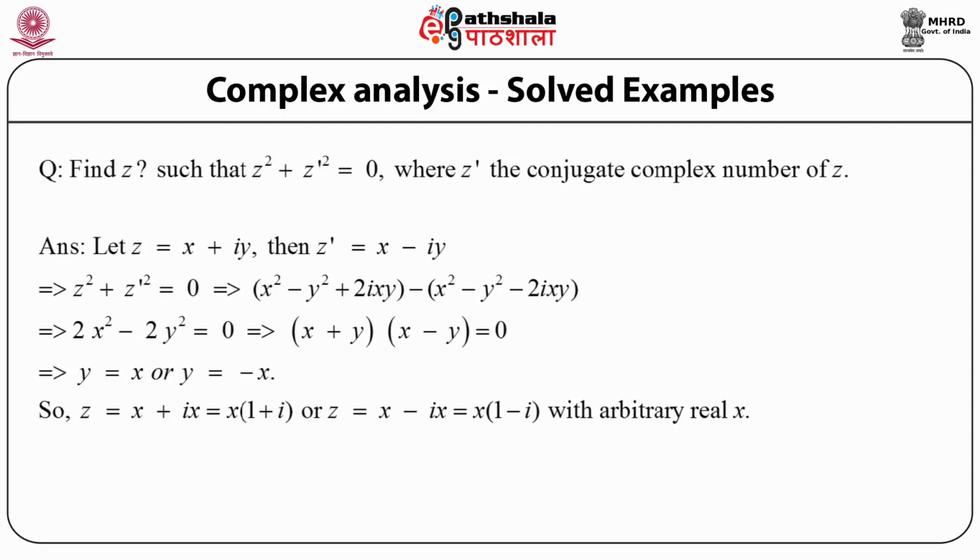So z can be any number x. So z can be just x plus ix, and x can be any number, or it can be written with x as a common factor, x times (1 plus i). Or z is x minus ix, or you can take the common factor x out and just say x times (1 minus i), and x can be any real number.